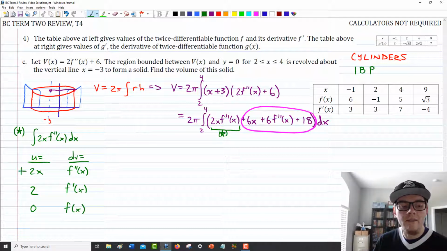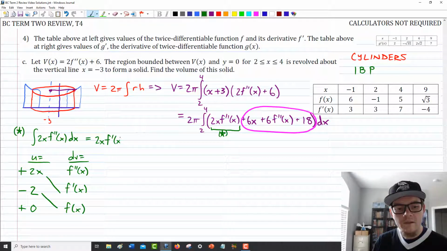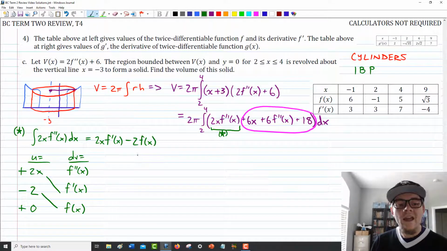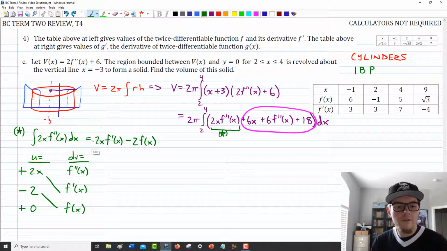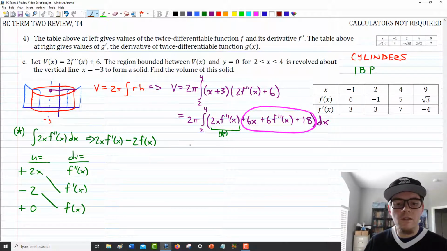So when we add the tic-tac-toe signs plus, minus, plus, and draw our arrows, it turns out that this is equal to 2x f prime of x minus 2f of x. And actually, that's really what we needed. Obviously, there's a plus c there, but for the moment we accomplished what we wanted. We now know what that expression is going to be over in our integral. So I think it's time for us to actually dig in and evaluate.